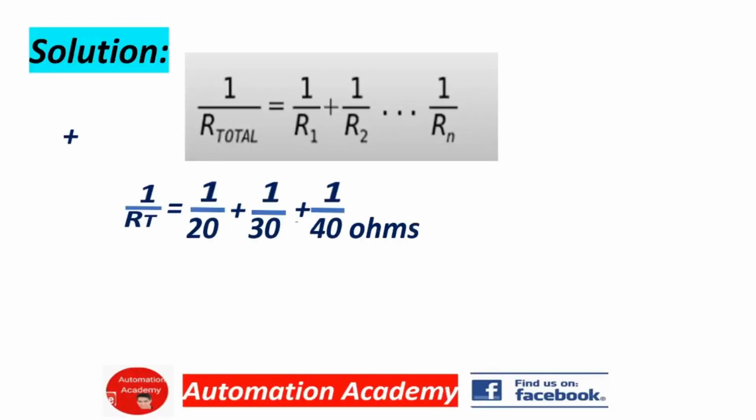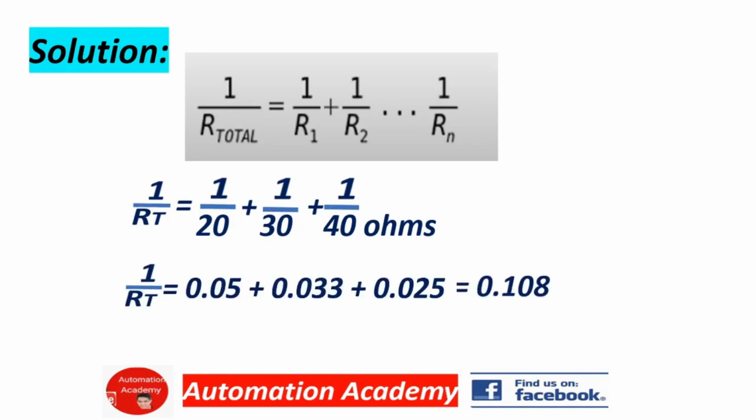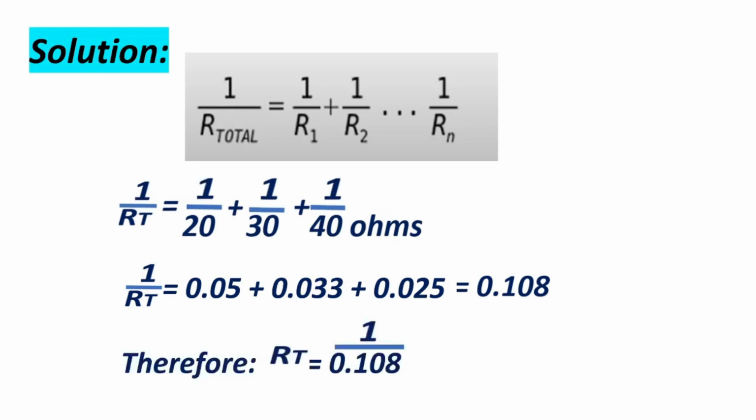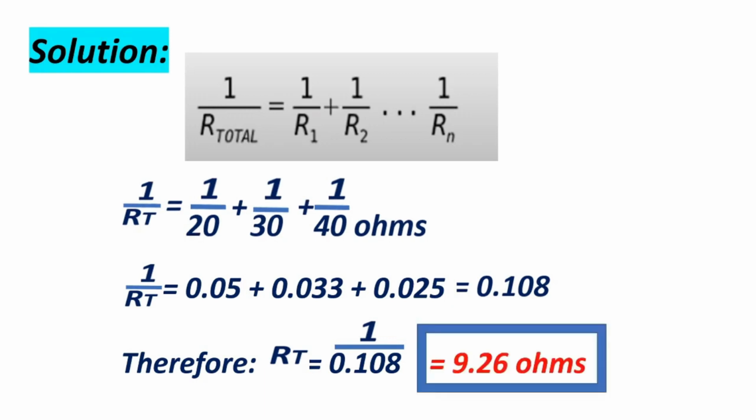The formula of parallel resistance is 1 over R total equals 1 over R1 plus 1 over R2 and so on. And then we are going to substitute the value of resistance. 1 over RT equals 1 over 20 plus 1 over 30 plus 1 over 40. And the answer is 1.08. And then we're going to cross multiply to simplify. Therefore, RT equals 1 over 1.08. And the answer is 9.26 ohms.